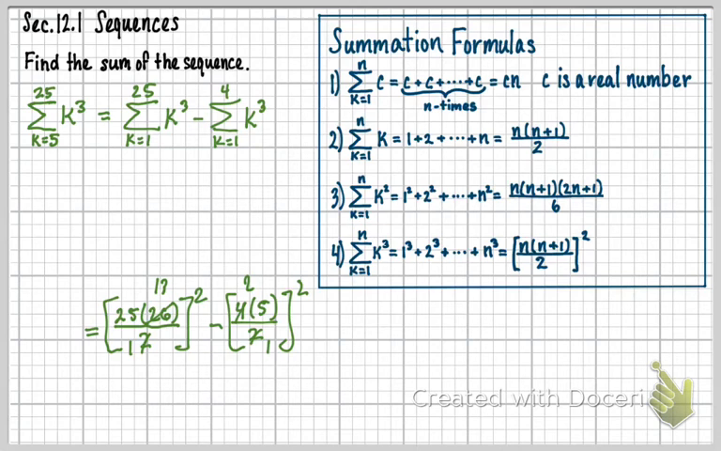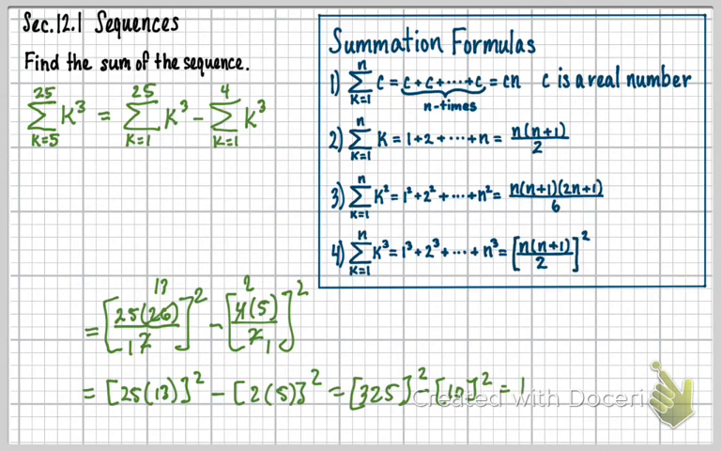So we get 25 times 13 squared, and minus, and that's going to be 10 squared, which is 100. So this results in 105,625 minus 100, which equals 105,525. So this here is our final answer.